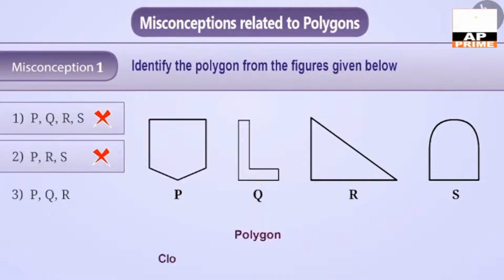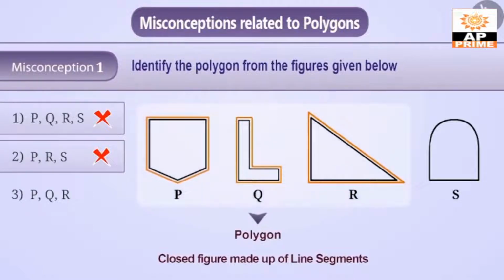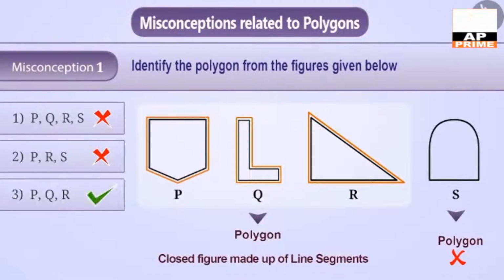Correct understanding is that a polygon is a closed figure made of line segments. In the figures given, P, Q and R are made of line segments, therefore they are polygons. But figure S is not completely made of line segments, therefore it is not a polygon. Hence, in the given figure only P, Q and R are polygons. Therefore, the correct answer of the given question is option 3.